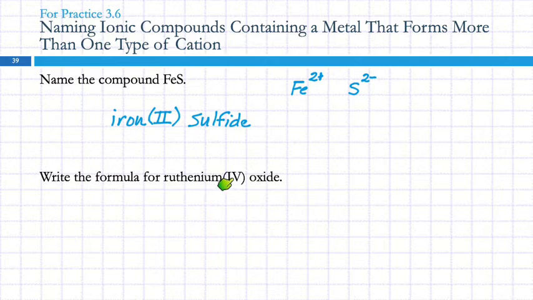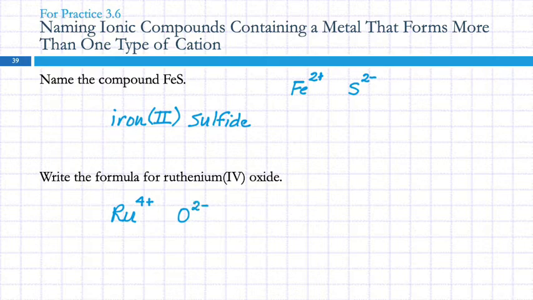Write the formula for ruthenium(IV) oxide. What's the symbol for ruthenium? What might be a good guess? What does the Roman numeral 4 tell me? The charge. So this is positive 4. This is ruthenium 4+. That's not how many of them are in the formula. It's the charge on the ion. Okay? And then oxide is oxygen, right? With what charge? 2-.